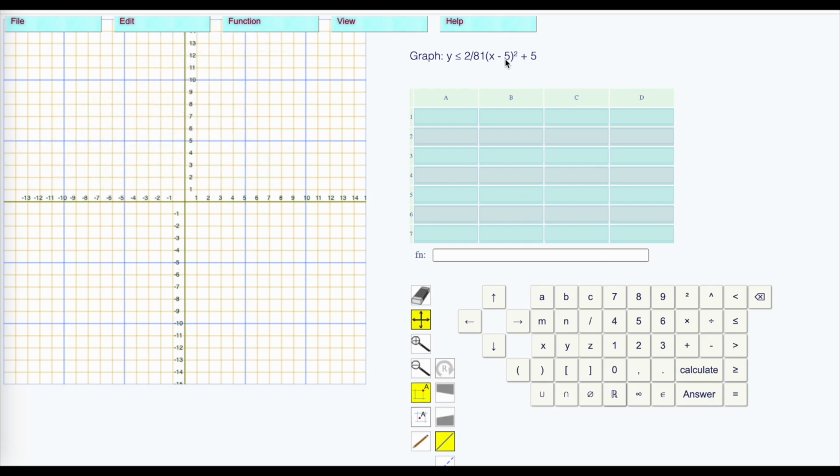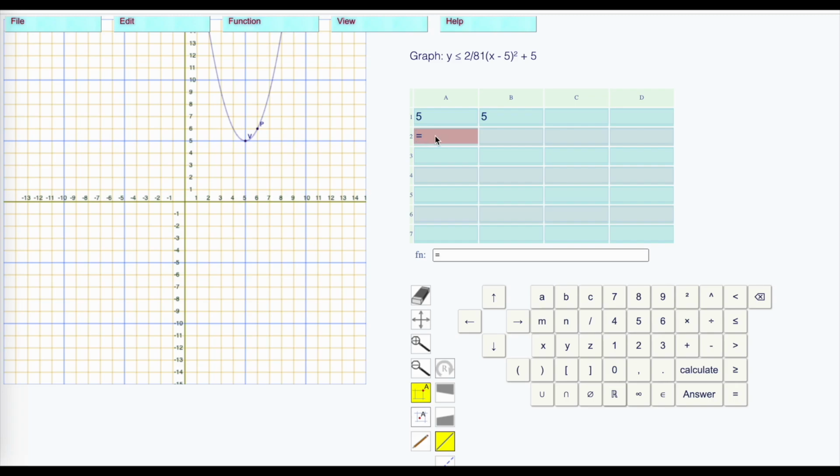Okay, let's do this one. The vertex is at 5, 5, right here. It's opening upward. It's going to look something like this. We want to get the parabola exactly right. I'm going to use my vertex. I'm going to plug in the 5 and see that we get 5 when x is equal to 5. It's equal to 2 over 81 times (x minus 5) all squared, plus 5. That gives us 5 as expected.